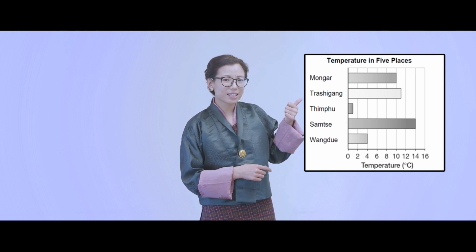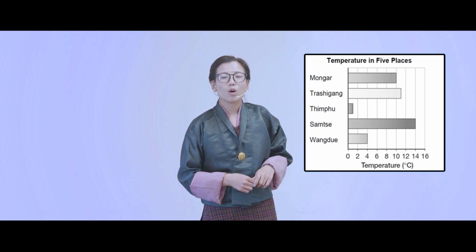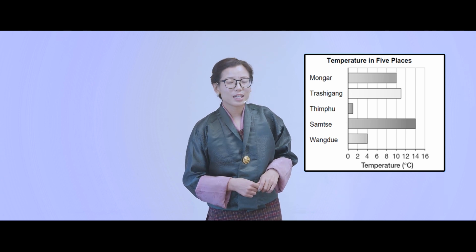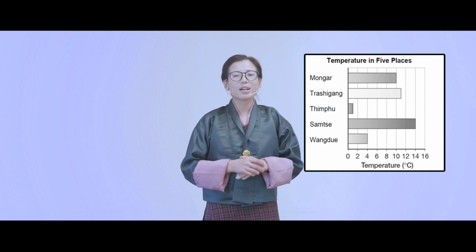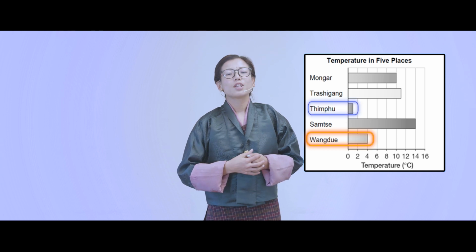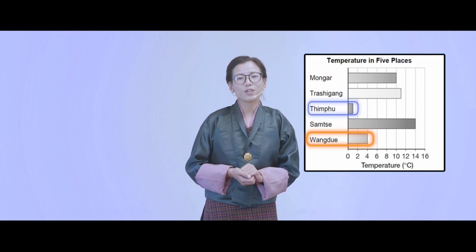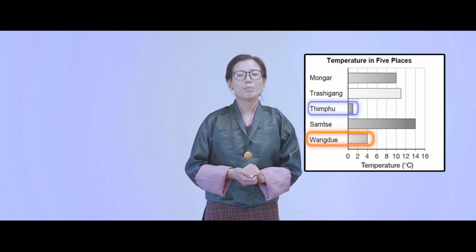Wangdi is 4 degrees Celsius and Thimphu is 1 degree Celsius. So, since Wangdi has longer bar than Thimphu, we can say that Wangdi is warmer than Thimphu by 3 degrees Celsius, or you can say Thimphu is colder than Wangdi by 3 degrees Celsius. So these are some of the ways you can use to interpret a bar graph. Remember, these are not the only ways to interpret a graph. You can interpret in so many different ways, like the way I did.